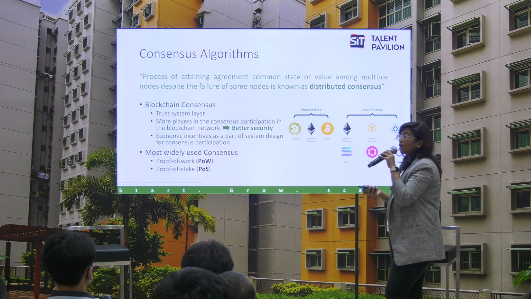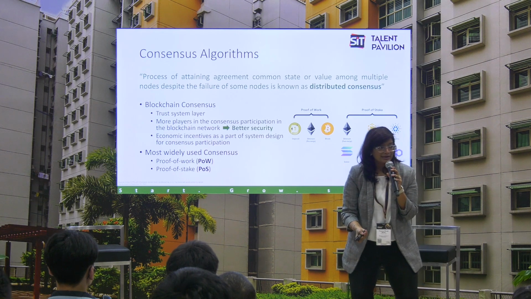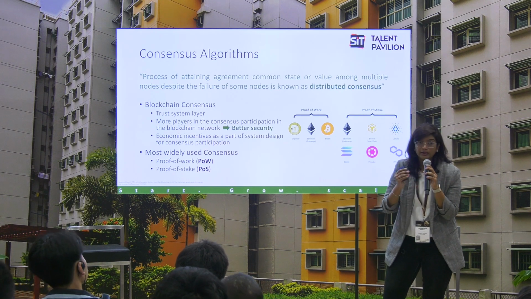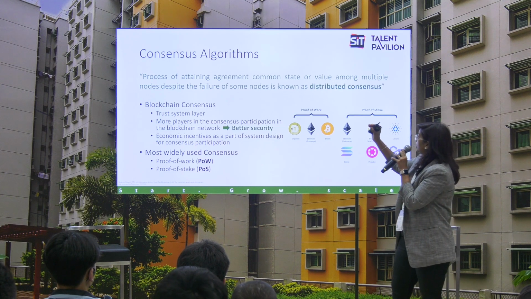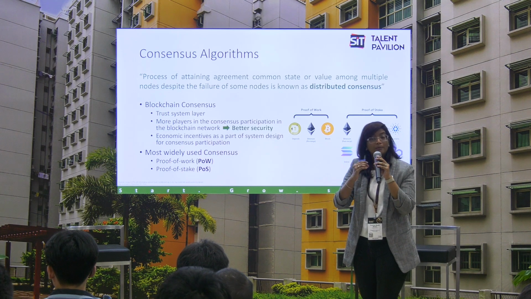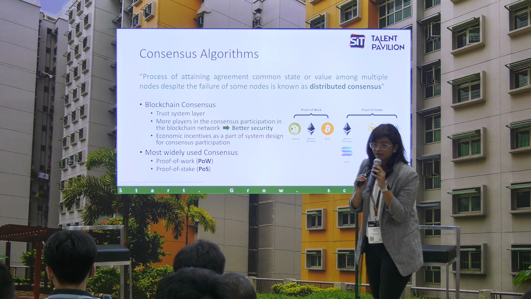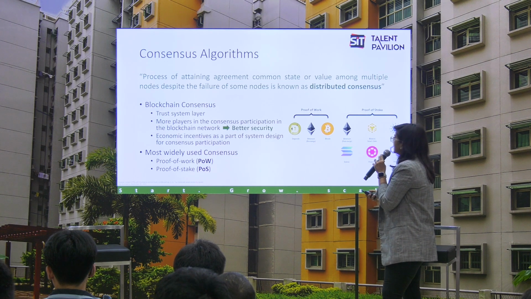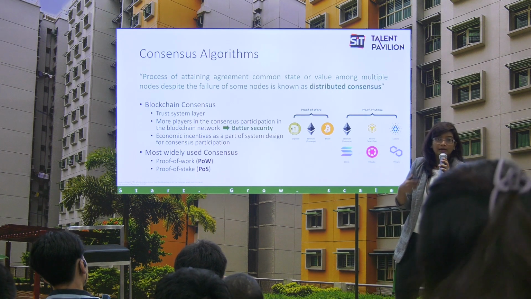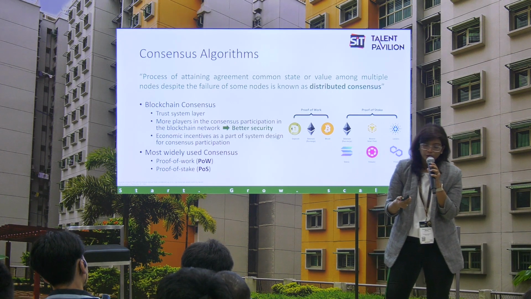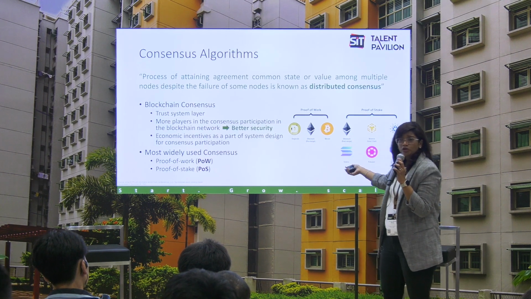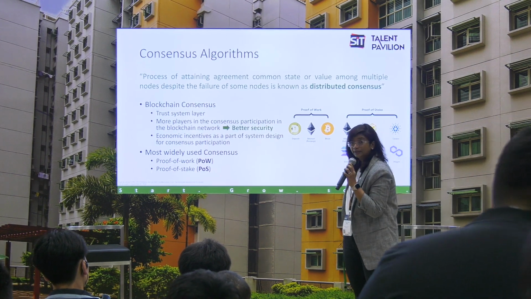Right. So we were talking about some of the consensus algorithms. Consensus is nothing but a process of attaining an agreement among the participating nodes before adding a record to the blockchain, or before adding a new block to the blockchain, right? Some of the well-known consensus algorithms are proof of work and proof of stake. There are also other consensus algorithms like delegated proof of stake and proof of authority and so on. But these are the most common: Bitcoin, Ethereum, right?